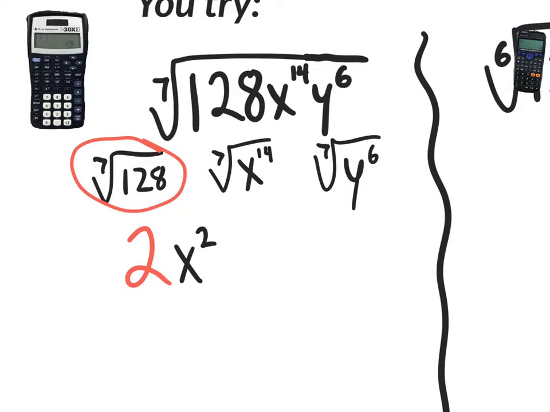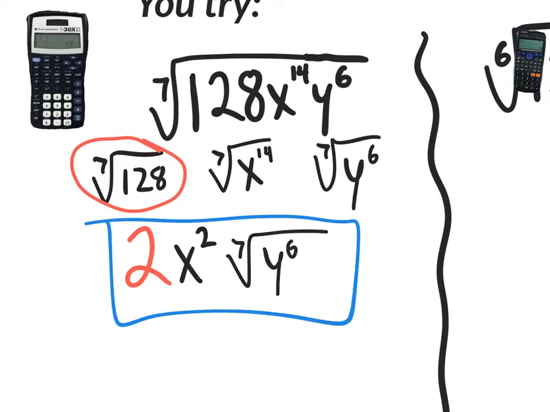And last but not least, could I divide 6 by 7? No, so I'm just going to leave it like that. 7th root of y to the 6th. And that's it. That is my answer, 2x squared 7th root of y to the 6th.